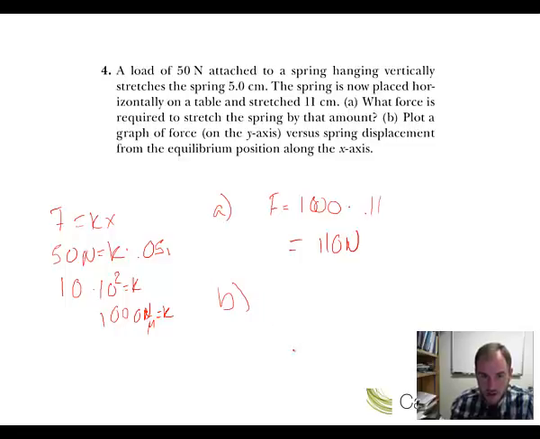We want to plot a graph of force on the y-axis versus spring displacement from the equilibrium position along the x-axis. That's really going to be like y equals mx plus b. b is going to be 0 because if you stretch the spring 0 centimeters, you're going to have 0 force. It's our real equation. So F is taking the place of y, and x is still x. So what's k? k is 1,000, so that's really like your slope. So you're going to plot y equals 1,000x.